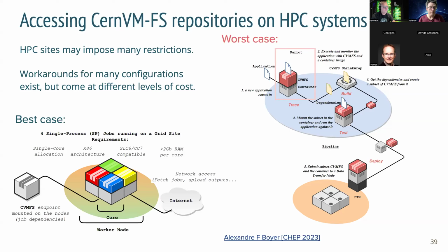So basically, the best case, as we said, we have network access to the internet. We have a worker node with a local disk and the CVMFS client installed. On the right here, you can see the worst case. High energy physics especially put in a lot of work to make their software work also on HPC sites that are nowadays pledged as part of the computing resources that the member states provide to CERN.